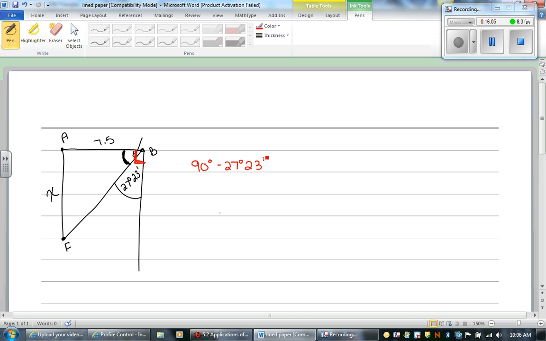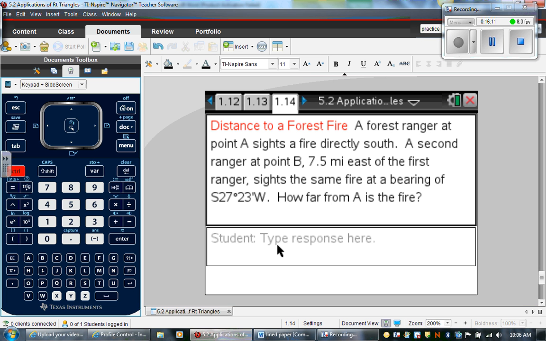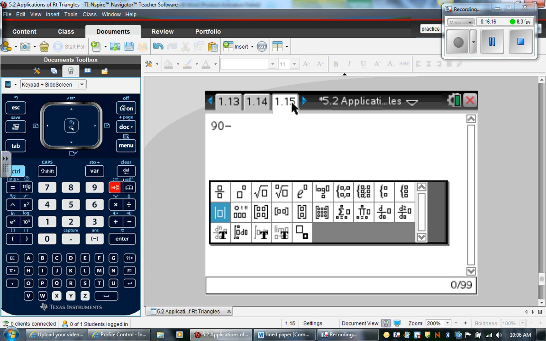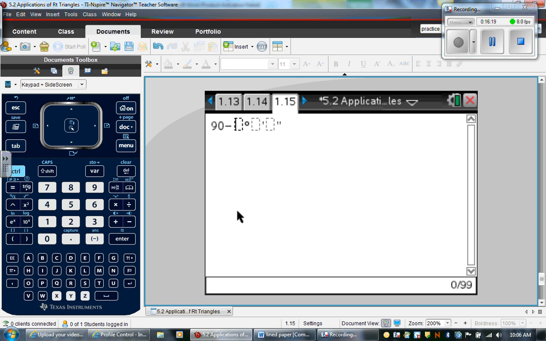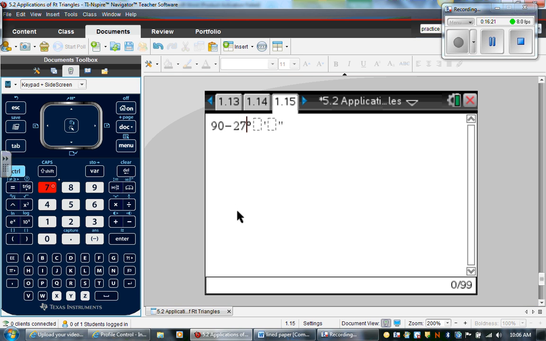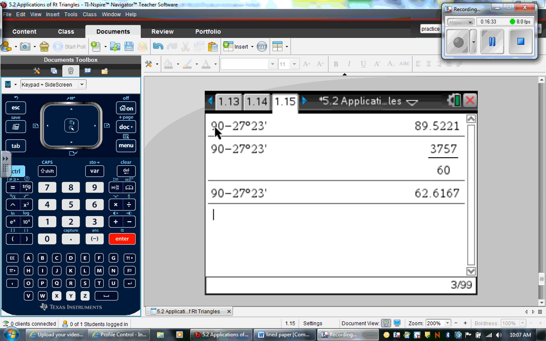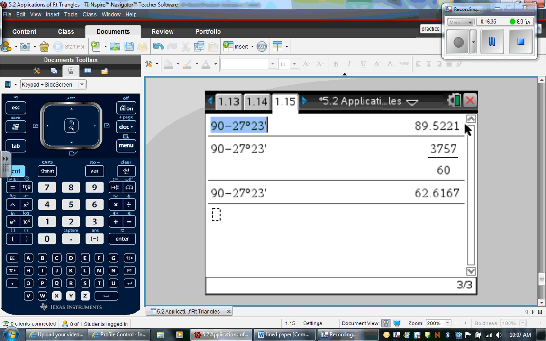Okay, so we can do that right in our calculator. I'm going to insert a calculator page. I'm going to do 90 minus, and I'm going to use my template, 27 degrees, 23 minutes. And we get not what I want. Okay, hold on. Sorry about that, guys. I had my calculator in radians. I need it to be in degrees, so I had to make that adjustment. So when I put this into my calculator, I find it to be approximately 62.6 degrees.